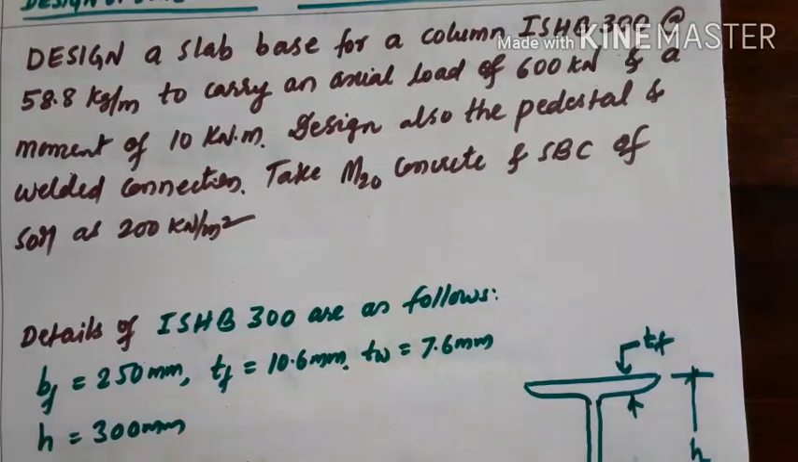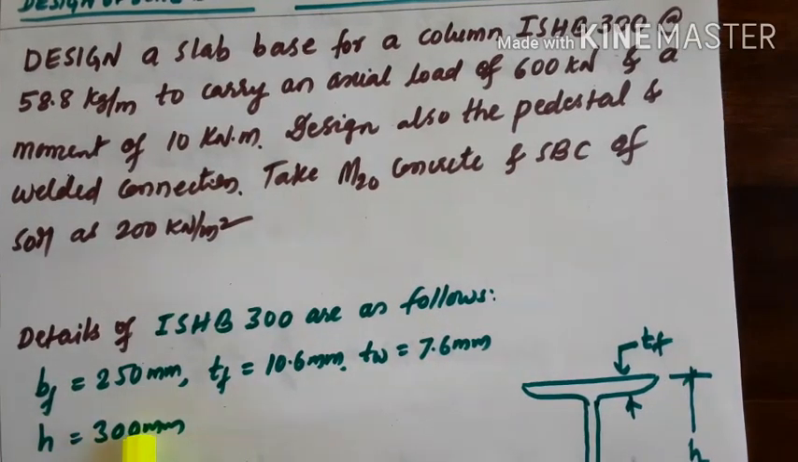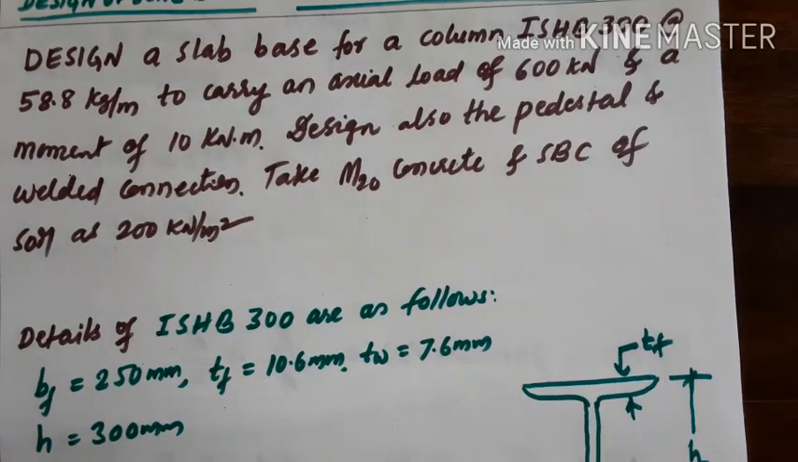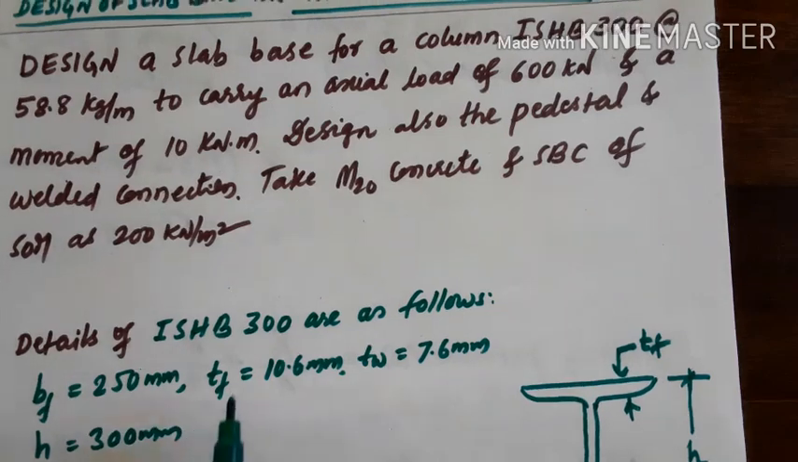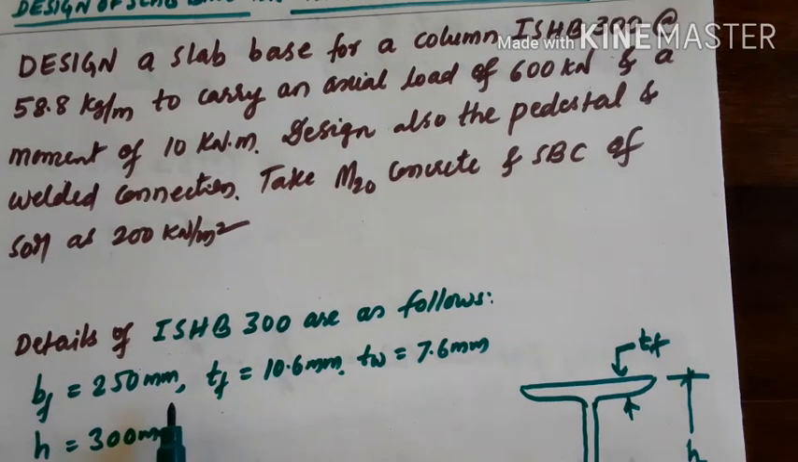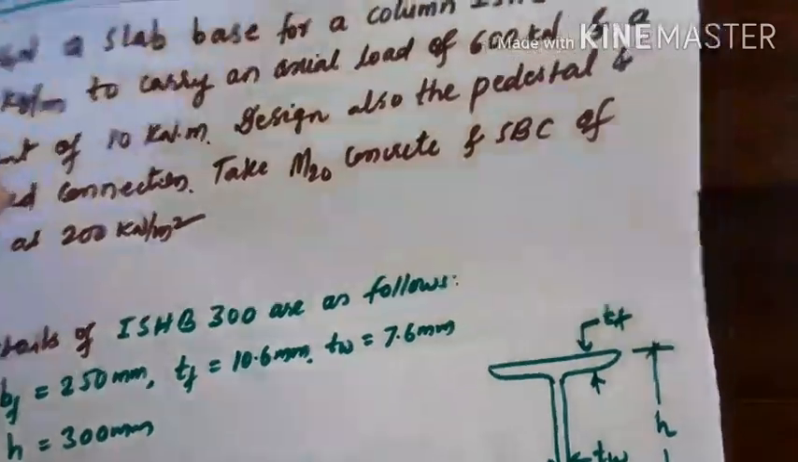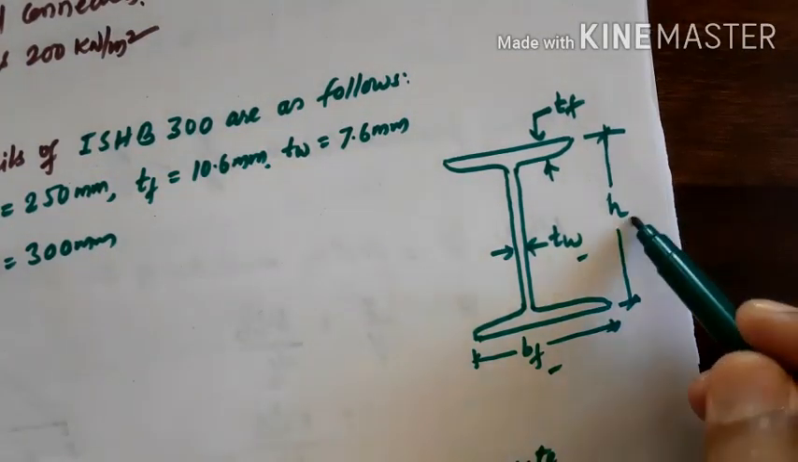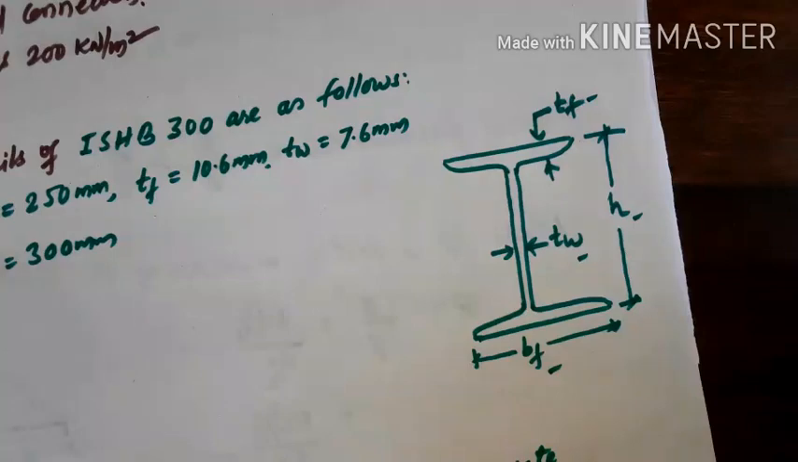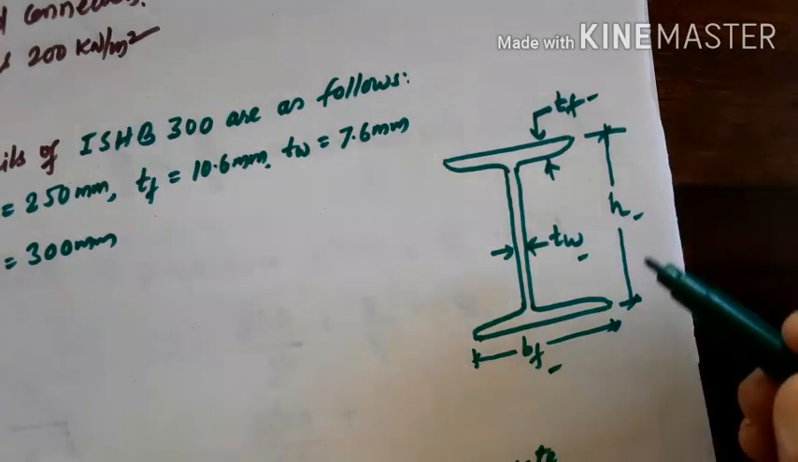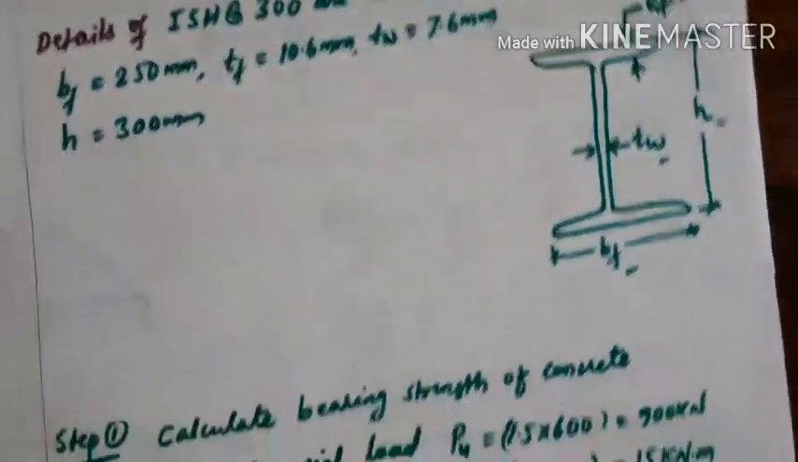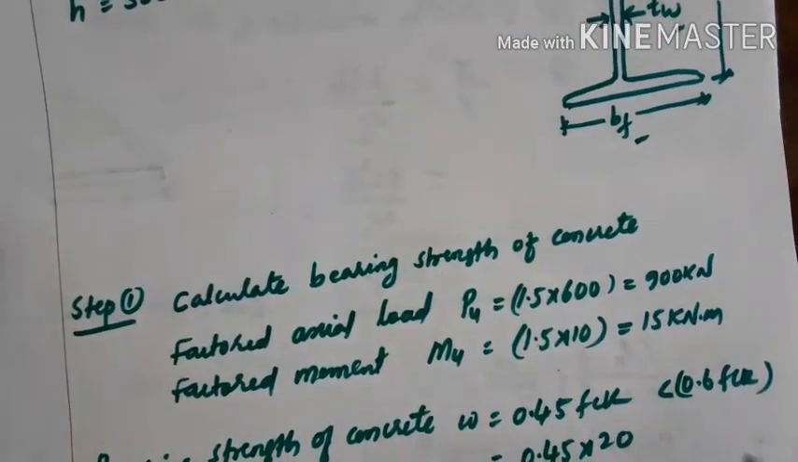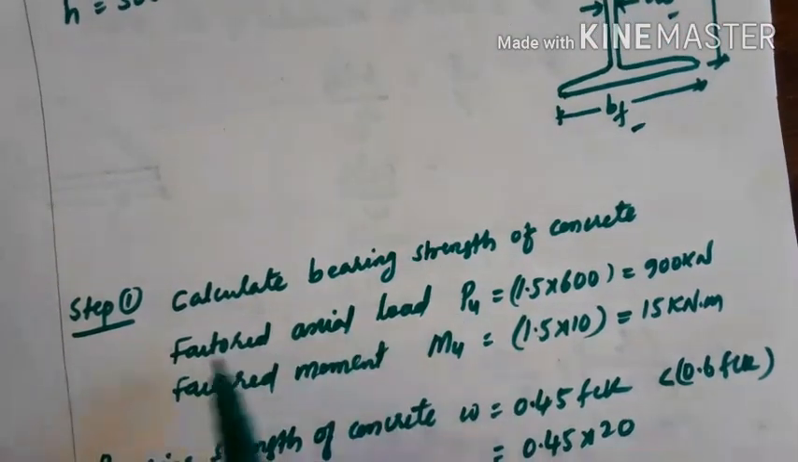So first what we need to do is we have to take the details of ISHB 300 from the steel table. You refer steel table and take the details of ISHB 300. Take the width of the flange, thickness of web, height, then the thickness of flange. All you take from the steel table. Then step number 1, as usual, you have to follow.